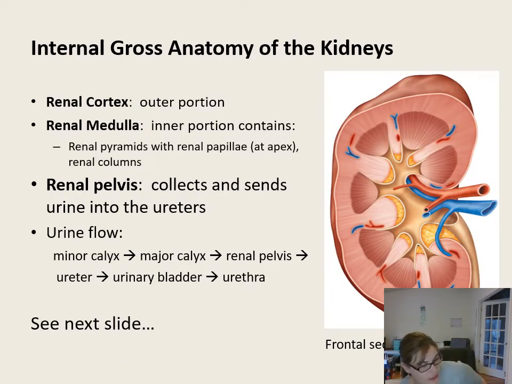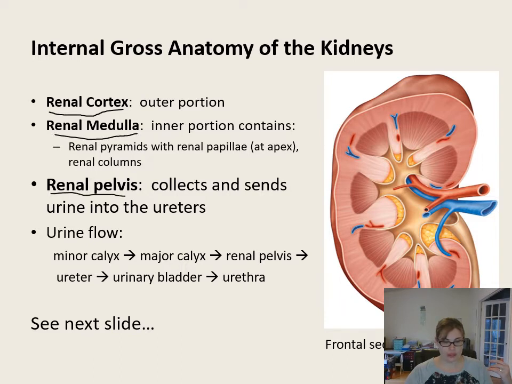Okay, so this exact picture is on 977, and next to this picture there is a frontal section as well of a kidney, a dissected kidney. So these are the parts to know. We have renal cortex, renal medulla, renal pelvis. Those are big. So looking over here at your kidney, the cortex of the kidney is this outer zone.